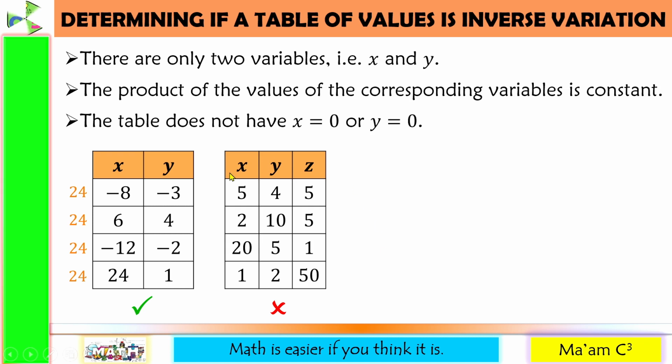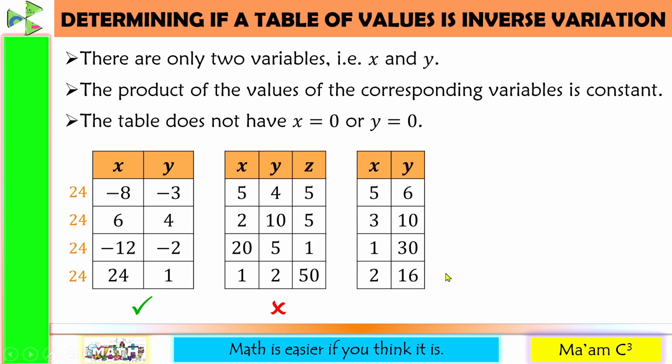Why? Because we have three variables here, x, y, and z. Another one, we have 5 times 6 is 30. 3 times 10 is 30. 1 times 30 is 30. 2 times 16 is 32, not 30. So this table is not an inverse variation.